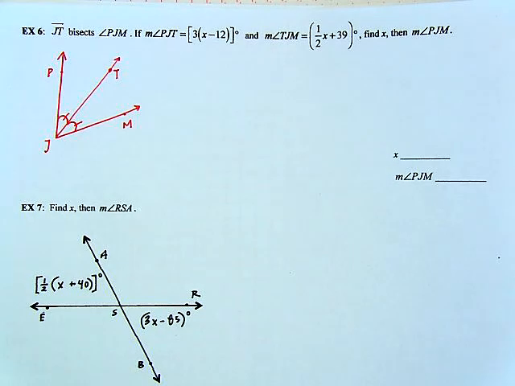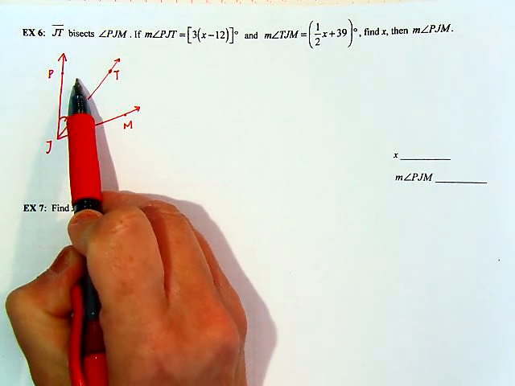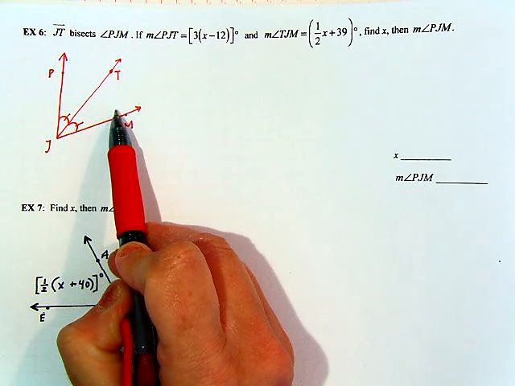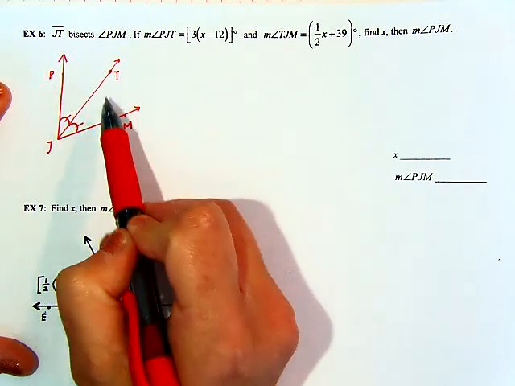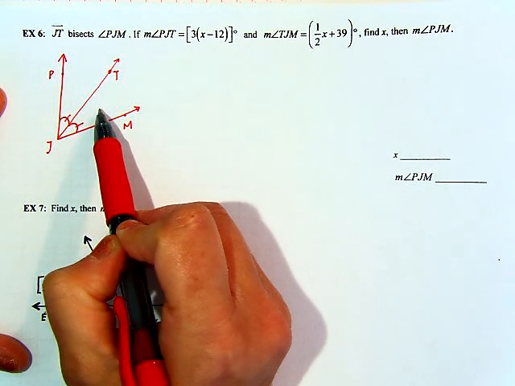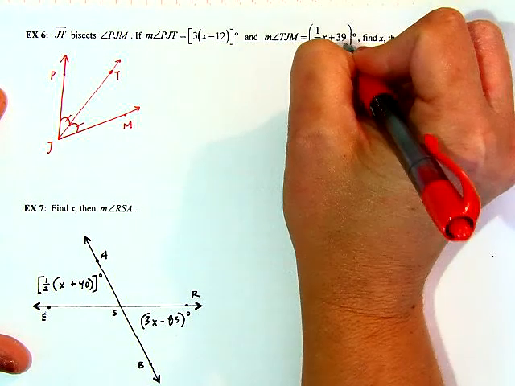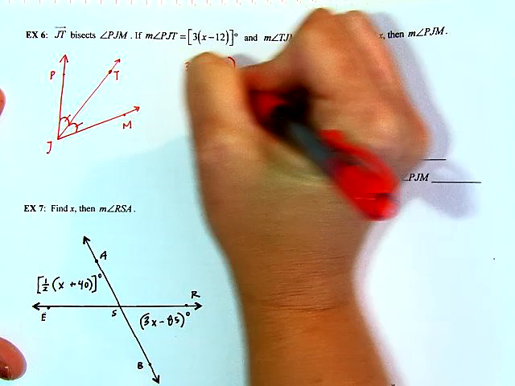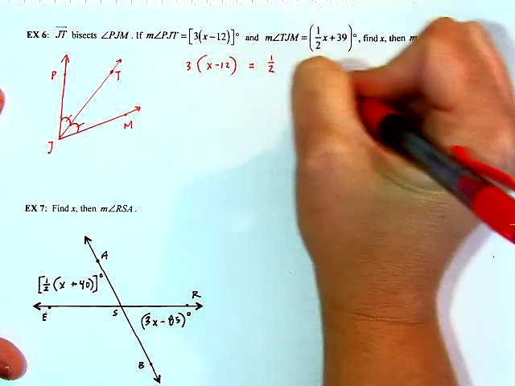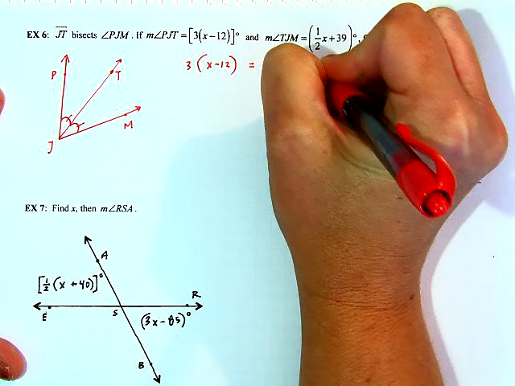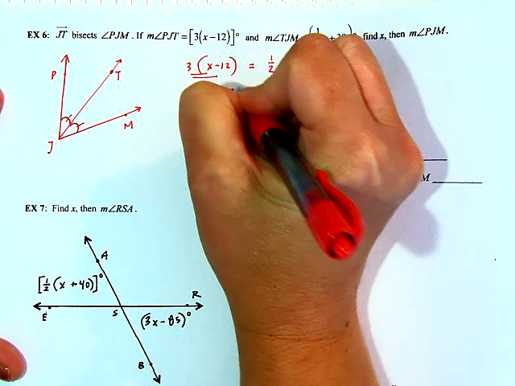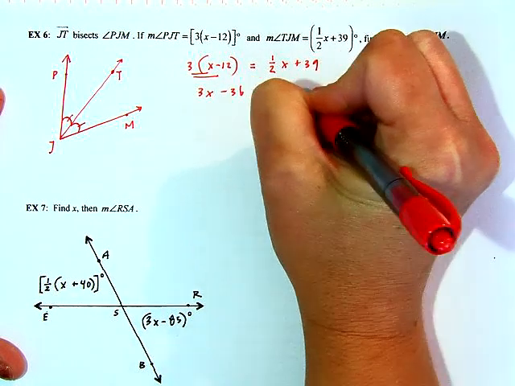and create these two congruent angles. Okay, we're told that the measure of PJT here is 3 times x minus 12 degrees, and TJM here is half of x plus 39 degrees. So if I know that these angles are congruent, their measures have to be equal. So I can set these two expressions equal to each other. So I have 3 times x minus 12 is equal to half of x plus 39. And then I might just distribute that 3 just to see it nice and clean. So 3x minus 36 equals 1/2 of x plus 39.